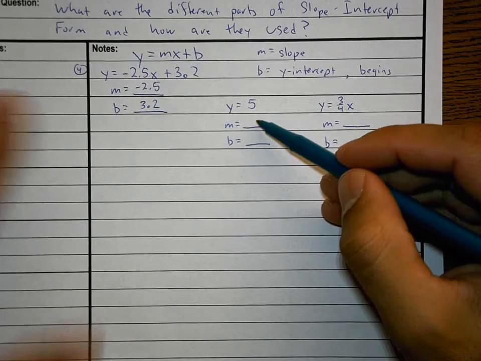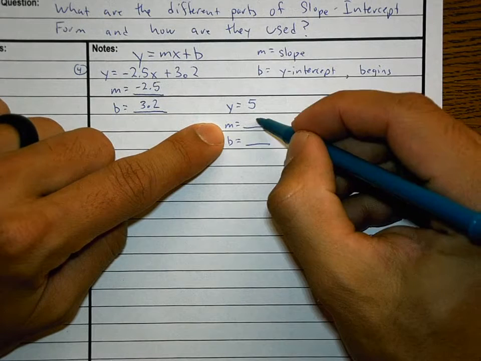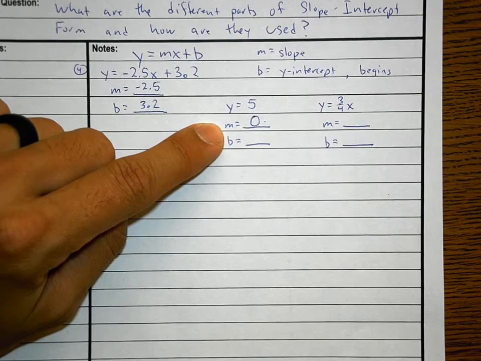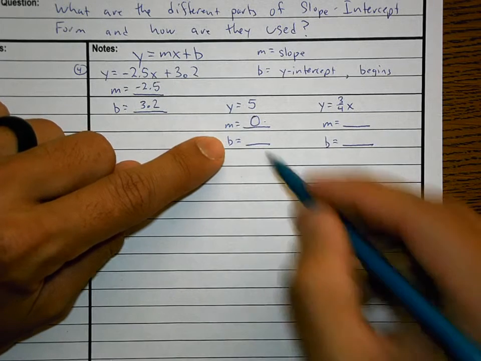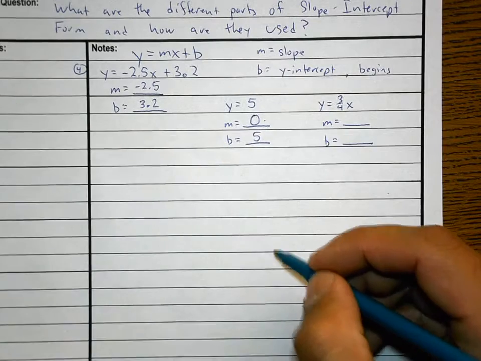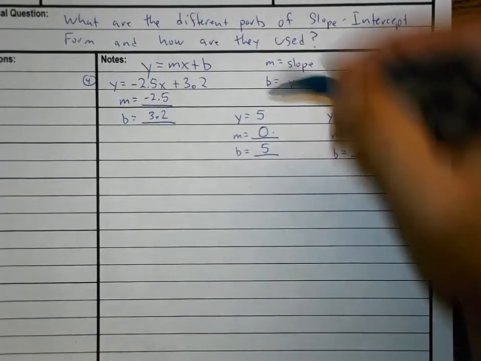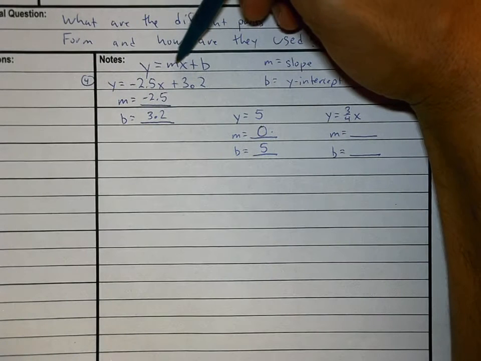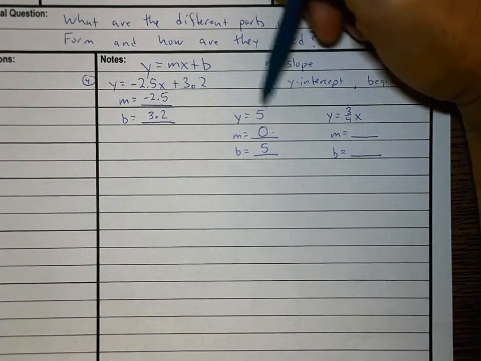Okie dokie. So M is what? Say it out loud. What do you think? 0. If you said 0, you are correct. The B is what? So just so you know, if I know that the thing that's multiplying the x is your slope, do you see an x here anywhere?